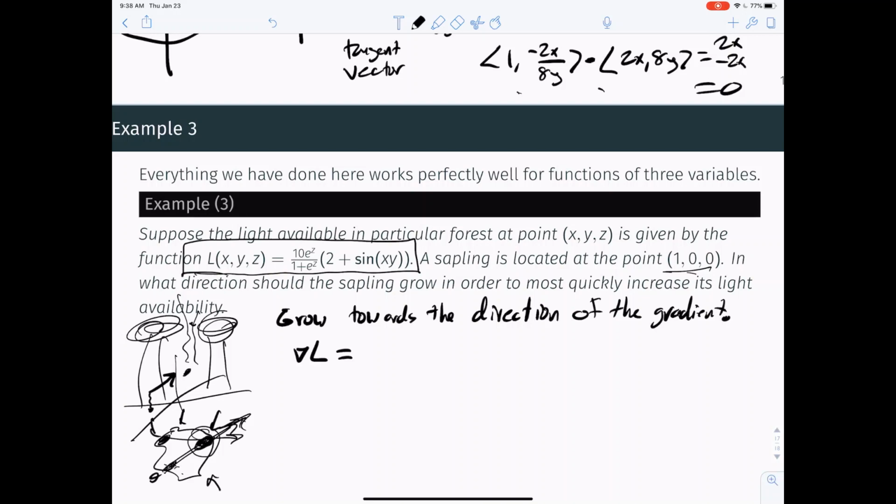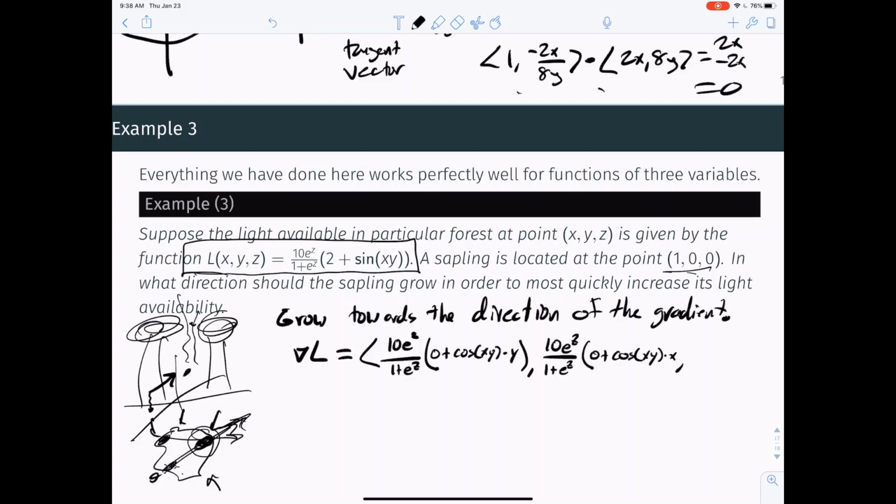What is the gradient of this function? Well, I need the derivative with respect to x first. Okay, well this 10e to the z over 1 plus e to the z, that's basically just constant. And then take the derivative of the inside. Well, that's 0 plus cosine of xy. And then differentiate with respect to x. You get a y that comes out. Then it'll be similar when we compute the derivative with respect to y. We'll get cosine of xy times x.